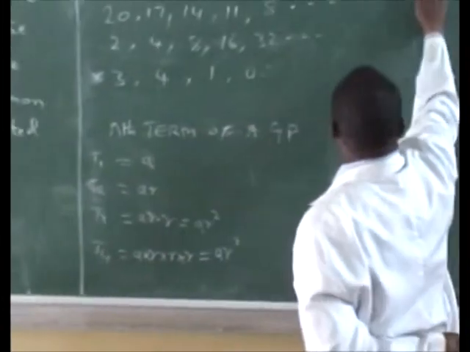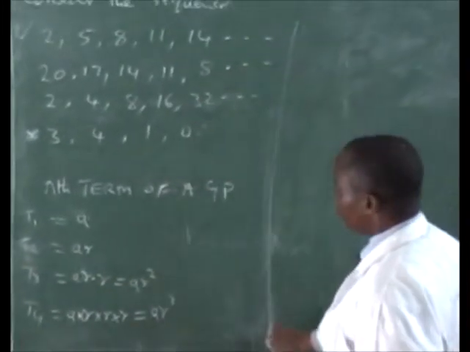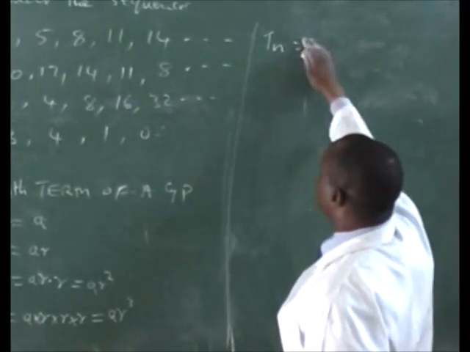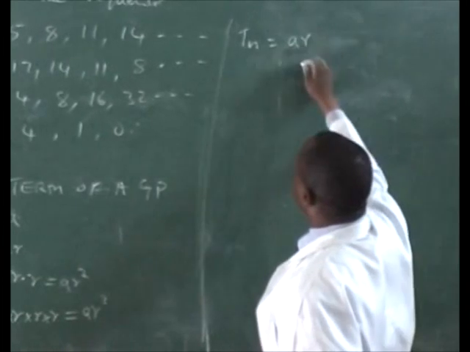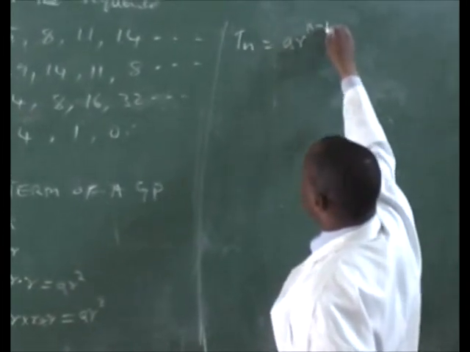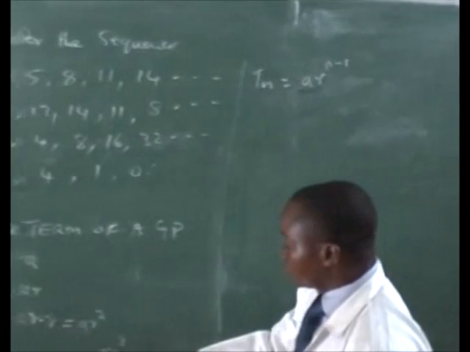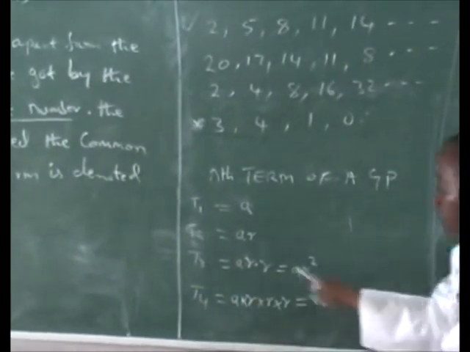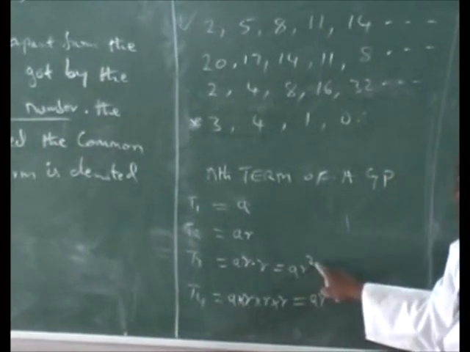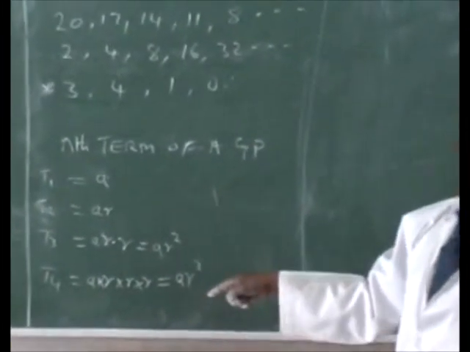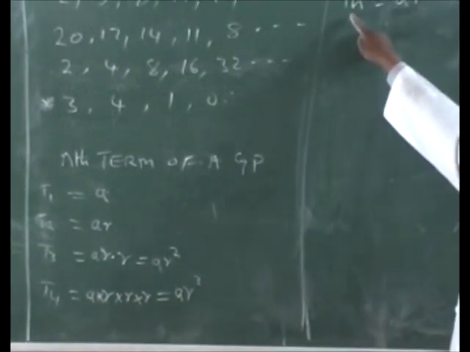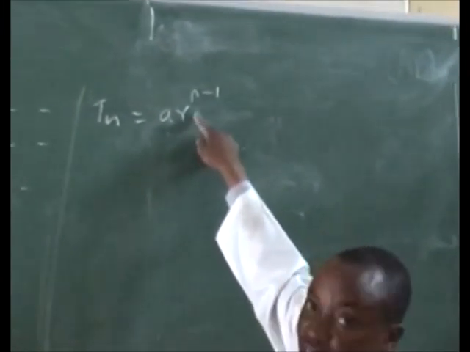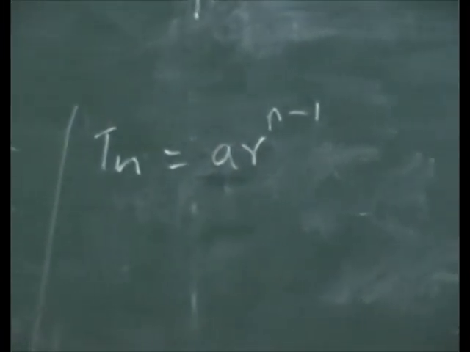And so we observe that Tn will be A times R raised to n minus 1, because in every term, you see, at the fourth term we have 3 here, the third term we have 2 here. So meaning that it is reducing by 1 at every term. So that's why we say, for any Tn, it must be A times R raised to n minus 1.